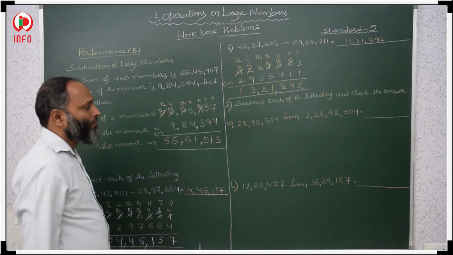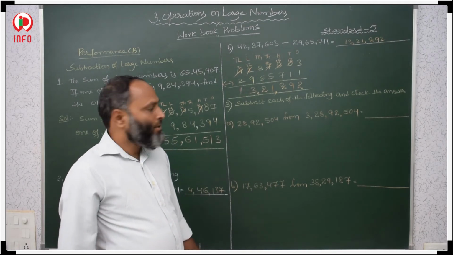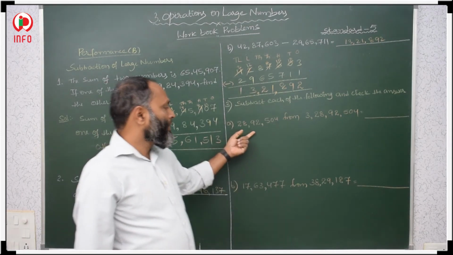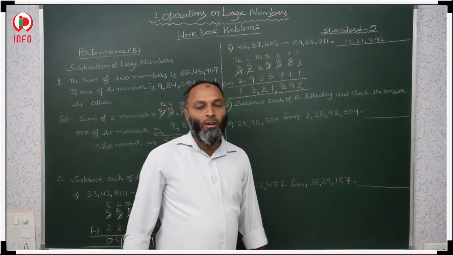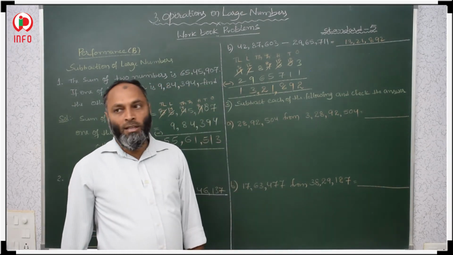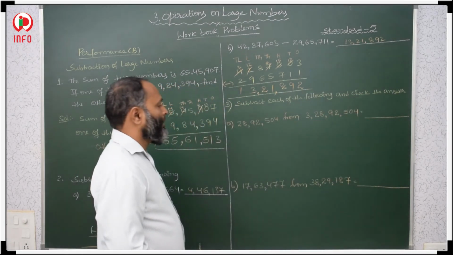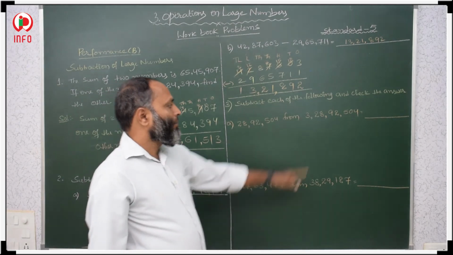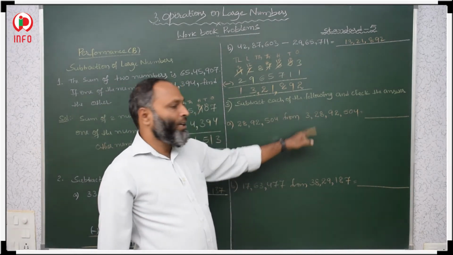46,137. Now, in this question, here it is given. So, we have to subtract the given number from this number. Okay, and also we have to check our answer. So, first we have to do the subtraction. From which number? From this number, we have to subtract this number. First, we have to take this.